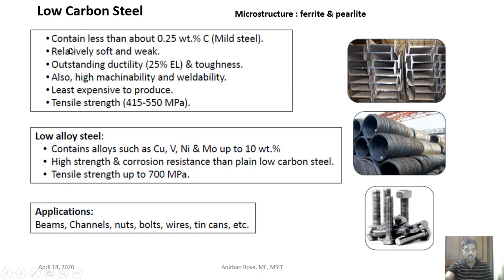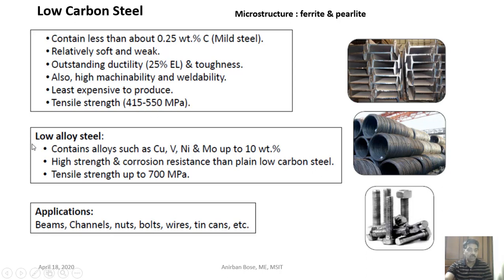Now coming to the gist of what is low carbon steel, some of the important points I have shortlisted here. You just remember these points: that it contains less than 0.25% carbon. This is the low carbon steel, which is also called mild steel. Relatively soft and weak, outstanding ductility in the order of 25% elongation, good toughness, also high machinability and weldability. Least expensive to produce, and tensile strength is in the order of 500 megapascal.